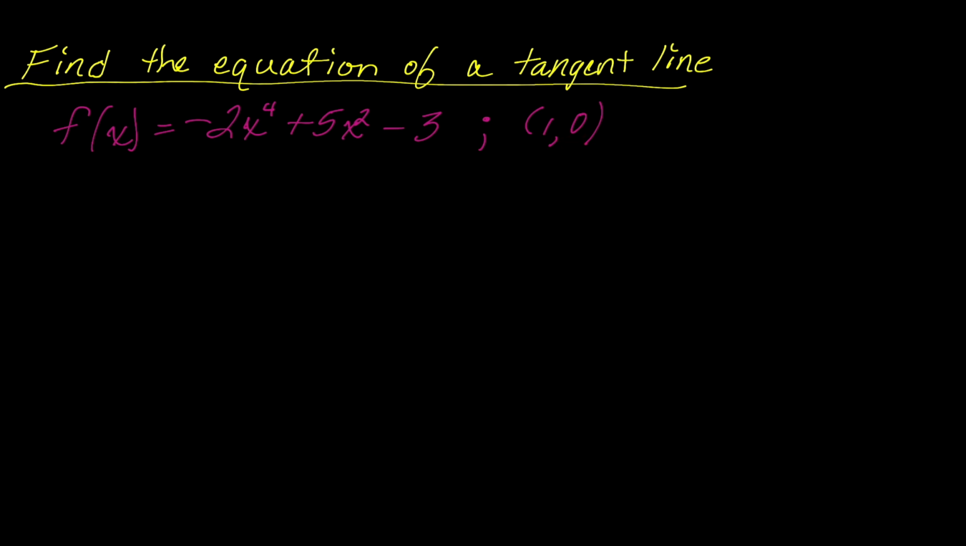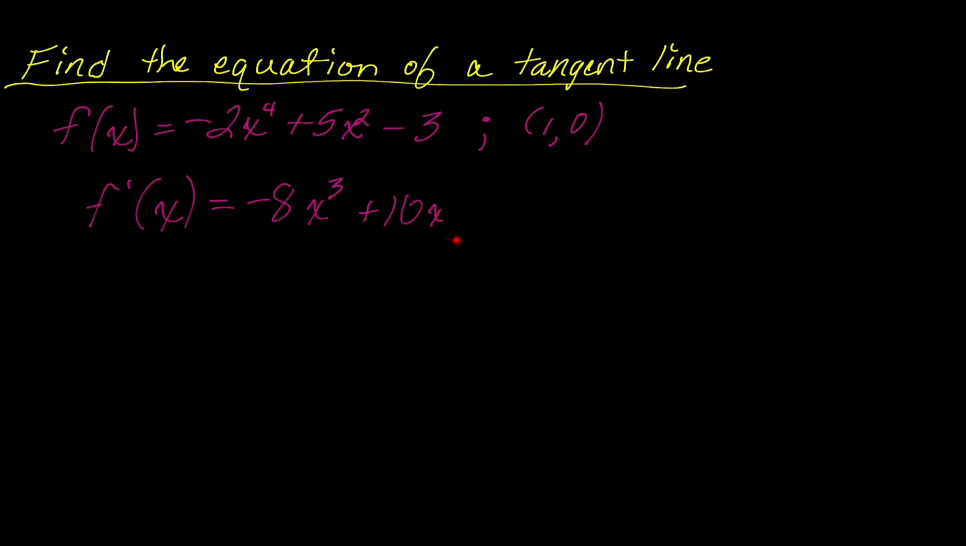So the first thing to do in this problem, I guess we'll stick with the pink, would be to take the derivative of f. So f prime of x equals negative 8x cubed plus 10x, and the negative 3 goes to 0. So again, if you're just learning this, 4 times negative 2 is the negative 8. 4 gets reduced by 1 to a 3. 2 times 5 is 10. And this exponent of 2 gets reduced to a 1.